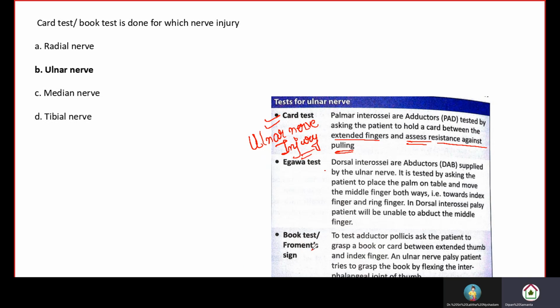And the book test or Froment sign tests the adductor pollicis. The patient is asked to grasp a book or card between the extended thumb and index finger. In ulnar nerve palsy, the patient tries to grasp the book by flexing the interphalangeal joint of the thumb. Also this. Okay, so these two, card or book test.